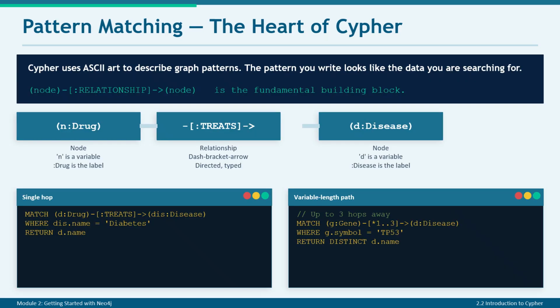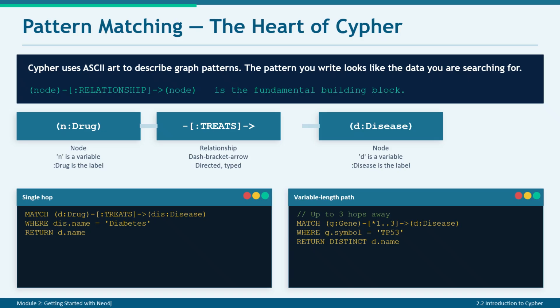Pattern matching is what makes Cypher unique, and once it clicks, you will wonder how you ever wrote queries any other way. The core idea is simple. Cypher patterns look like what they represent. A node is written in parentheses. A relationship is written as a dash, then a square bracket with the relationship type, then an arrow. So the pattern for a drug that treats a disease is literally written as (d:Drug)-[:TREATS]->(dis:Disease). You can see it. You can read it.